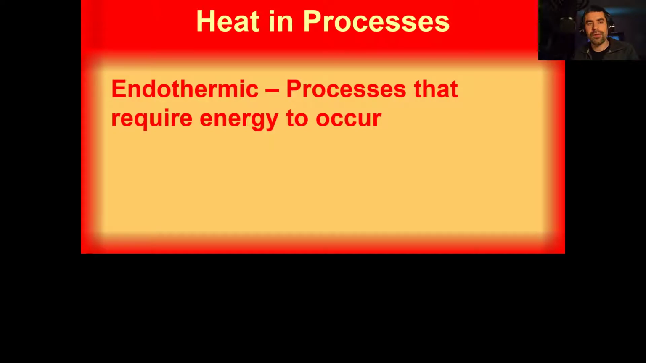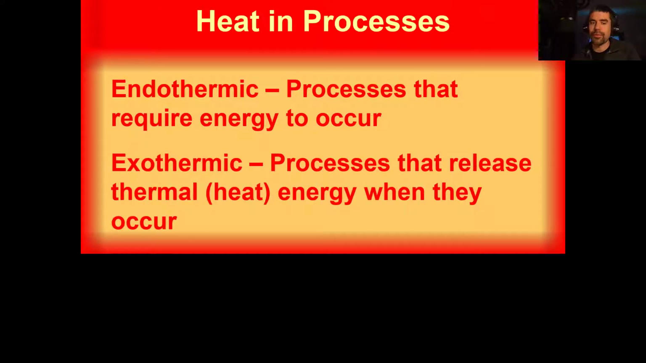In this video, I'm going to talk to you about heat and processes. There are two main types of processes. One is an endothermic process. This is a process that requires energy to happen. And the second is an exothermic process that releases heat when they happen.